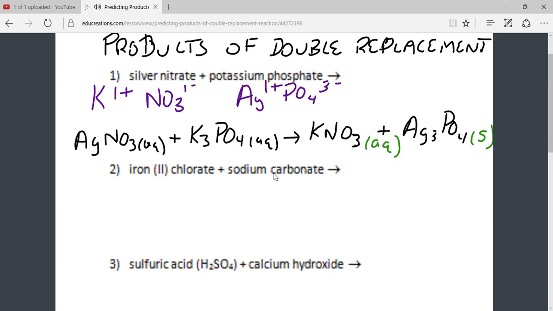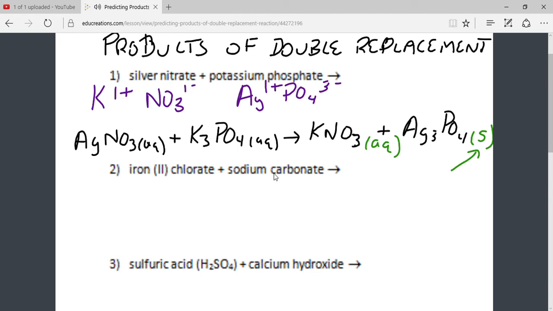If by chance both new compounds that form remain aqueous or soluble in water, this would be an example where no reaction happens. For example 1, because silver phosphate is insoluble in water, a double replacement reaction occurs, and we mark silver phosphate accordingly with the symbol S for solid, meaning insoluble in water. Let us look at example 2.